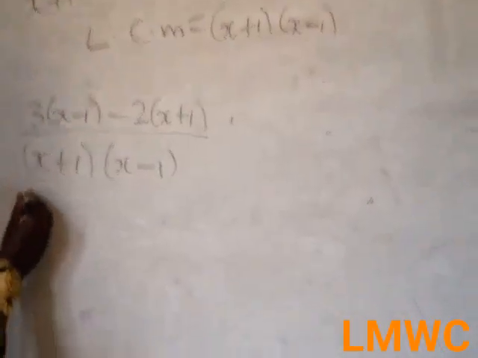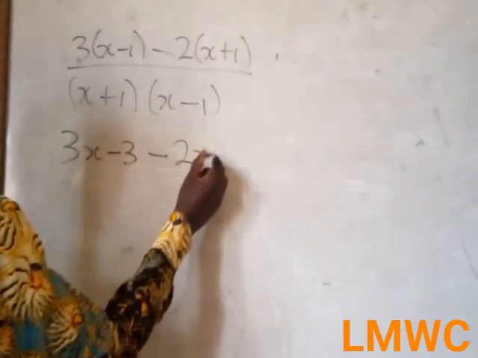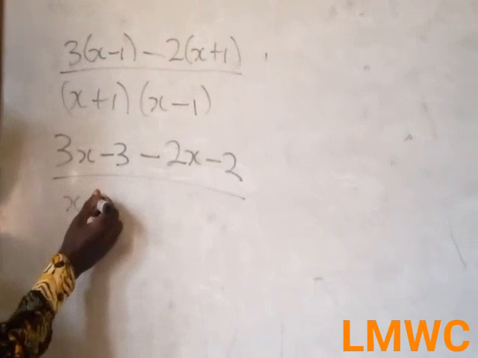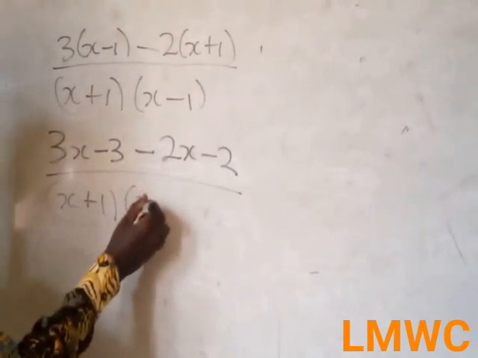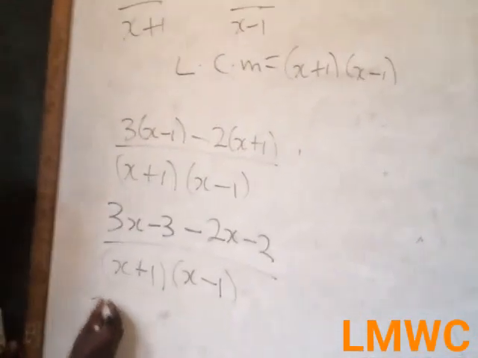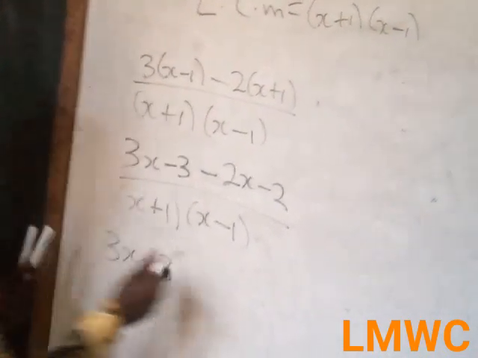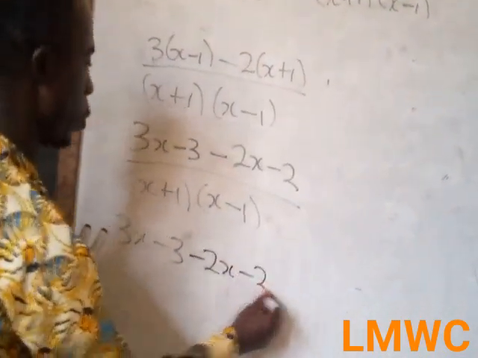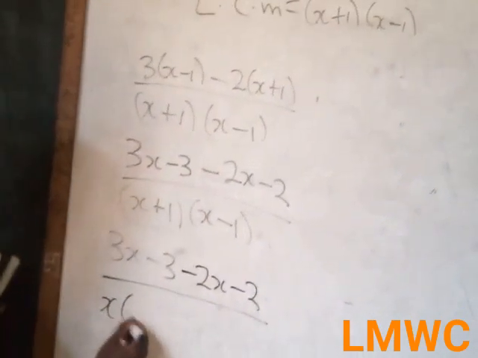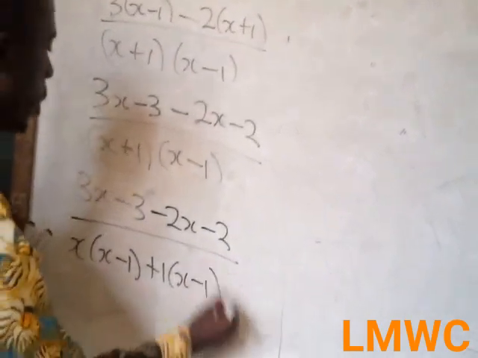So it becomes 3(x - 1) minus 2(x + 1) over (x + 1)(x - 1). So you can also remove these brackets. So it becomes 3x minus 3 minus 2x minus 2, over x times x minus 1, plus 1 times x minus 1.